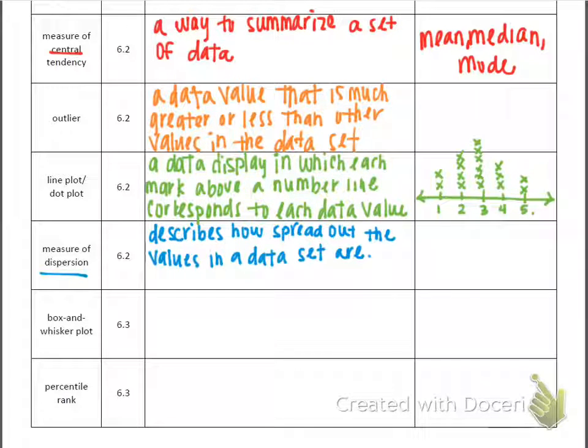Okay. We're going to talk about 2 different types of dispersion. Range is the one you should be pretty familiar with. That's one we're going to talk about today. And then tomorrow we're also going to talk about IQR, which is interquartile range. Okay, so just write it down for right now. We're actually going to talk about it tomorrow, but it is considered a measure of dispersion.